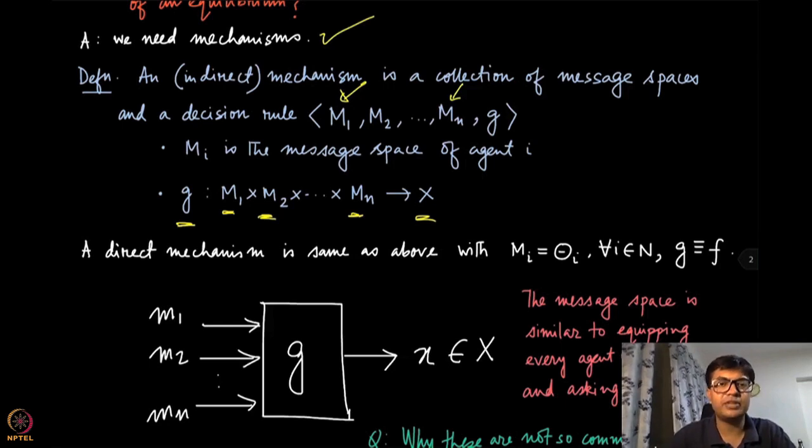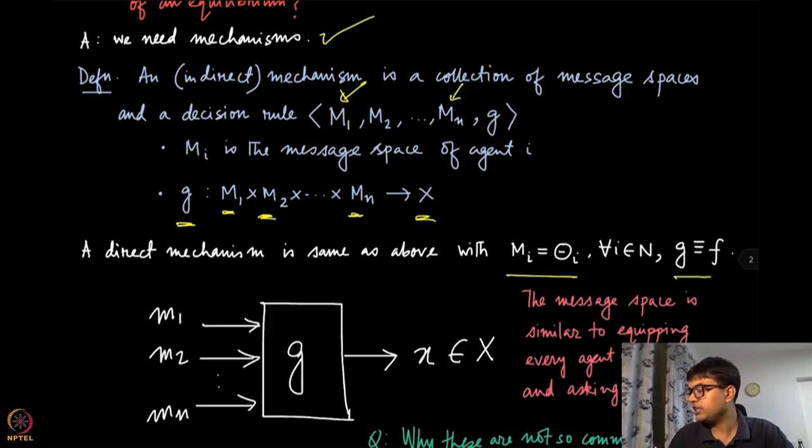It is indirect because you are not directly dealing with their types, rather you are dealing with their message spaces. A direct mechanism will be the same as above, where this message space is directly their type set. So instead of asking them for their messages, you are just asking them for their types.